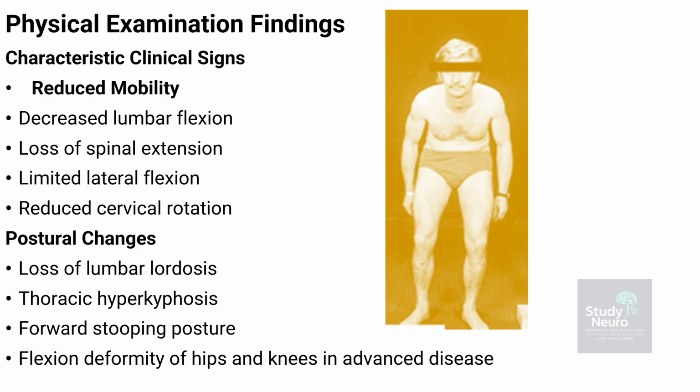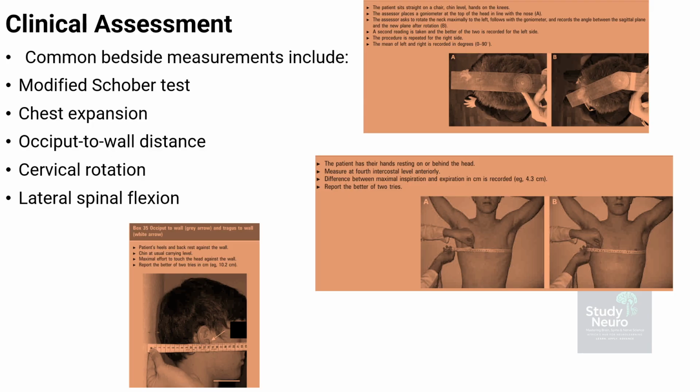Posture also changes as the disease advances, with loss of the normal curve of the lower back, increased forward rounding of the chest, and a stooped posture, while severe disease may lead to flexion deformities at the hips and knees. Clinicians assess these changes using simple bedside measurements, including the modified Schober test, chest expansion, the occiput-to-wall distance, cervical rotation, and lateral spinal flexion.